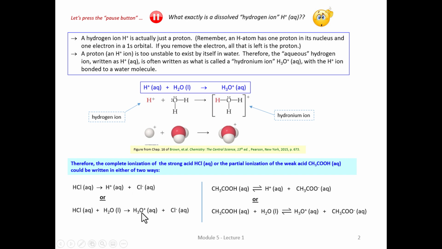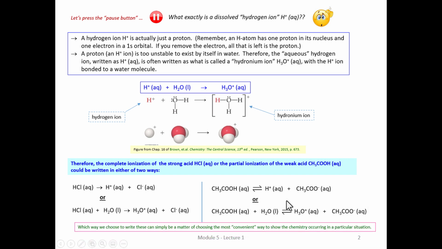If we write it as a hydronium ion, we need to show that we're working with a water molecule to balance the equation. Again, for acetic acid, we could write it as we originally did, or we could write it using a hydronium ion. Now, which way you choose to write these equations usually depends on which is most convenient to show the chemistry occurring in any particular system that you're looking at.